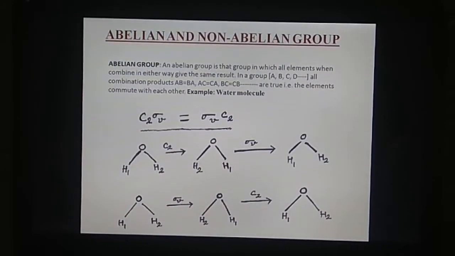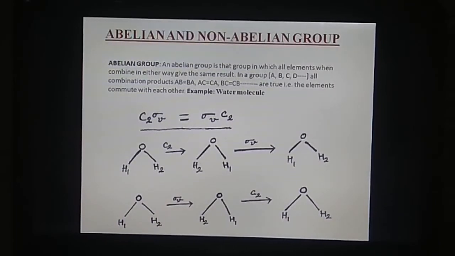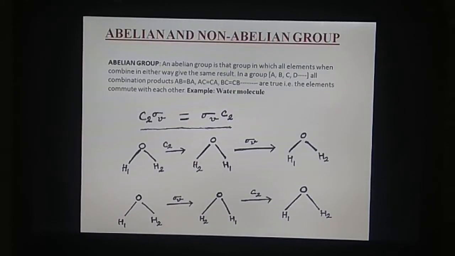Next is the types of group. The groups are divided into two main types, that is abelian and non-abelian groups. First one is the abelian group. Now, an abelian group is that group in which all elements, when combined in either way, give the same result. Or in other words, elements must commute with each other.